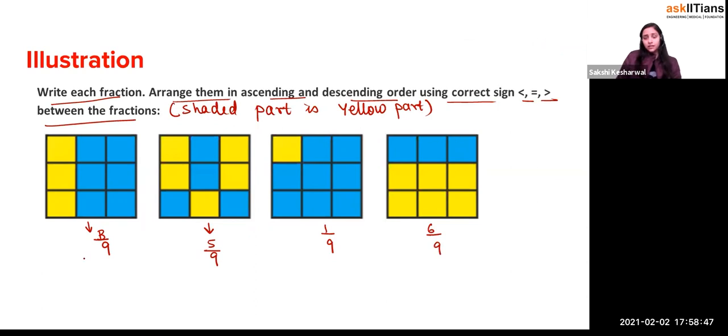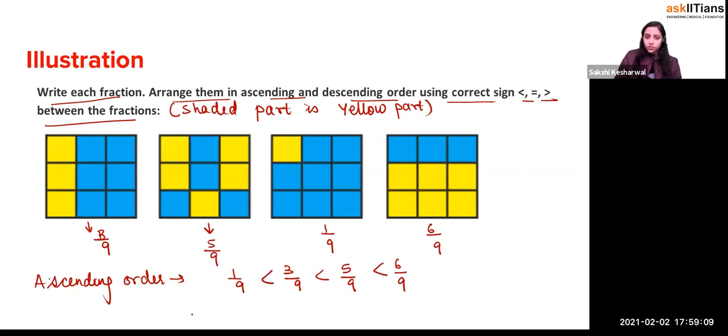So if I say arrange them in the ascending order, right? What do you mean by an ascending order? Ascending order means from lowest to the highest. So what is the lowest? 1 by 9 is the lowest, right? Then you have 3 by 9, then you have 5 by 9, and then you have 6 by 9. And you have to use the sign. So this is greater, and this one is greater, right?